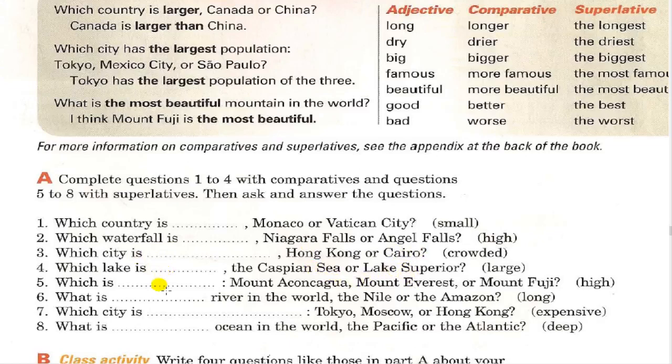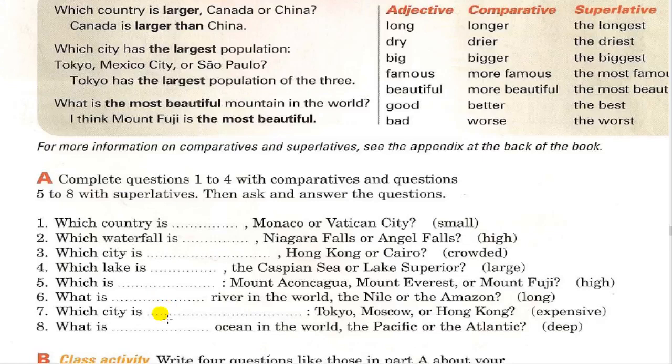5. Which is the highest? Mount means mountain, like Mount Everest. This is Mount Everest. Mount Fuji. 6. What is the longest river in the world? The Nile or the Amazon?